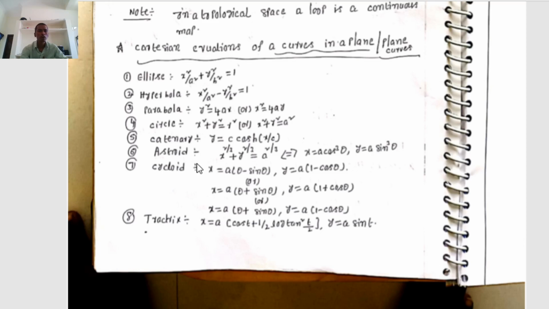The Cartesian form of the asteroid equation is x to the power of 2/3 plus y to the power of 2/3 equals a to the power of 2/3, or x equals a cos cube beta, y equals a sin cube beta.